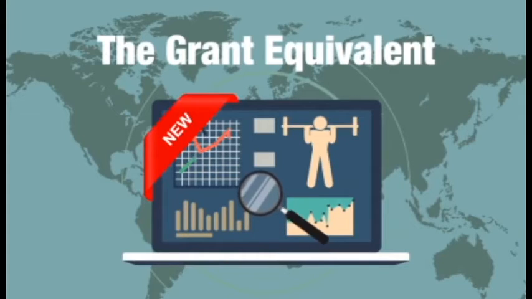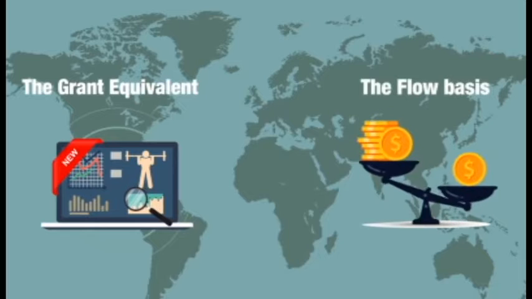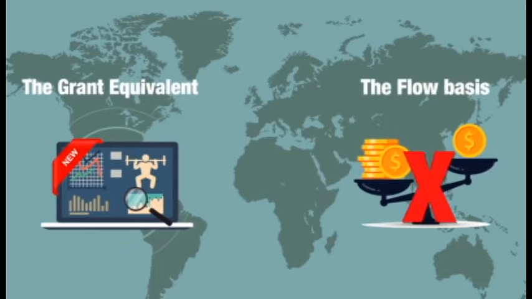In April 2018, we are releasing the preliminary figures for ODA in 2018. For the first time, the figures are calculated using a new method, the grant equivalent, which replaces the previous method known as the flow basis. So I want to explain in a nutshell what the changes are and why they were made.